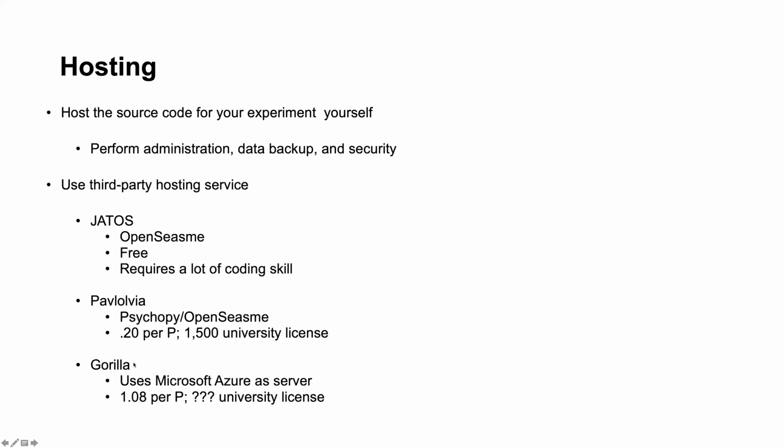Okay. So Gorilla is the one that I use, and Gorilla, as I said, is this all-in-one platform. And this platform uses Microsoft Azure as its server. And this one also costs money. It's about $1.08 per participant, as I've said. And I'm not sure what the university license cost is. I would have to look into that. I don't know if we're going to pursue a university license for Gorilla, but maybe. And I think it would probably be comparable to Pavlovia, so $1,500 for a university license, which I don't think is prohibitively expensive, especially if we're going to have lots of people collecting data online.